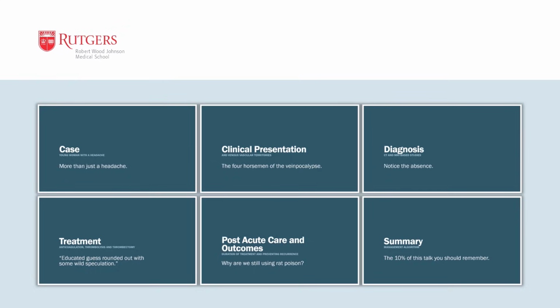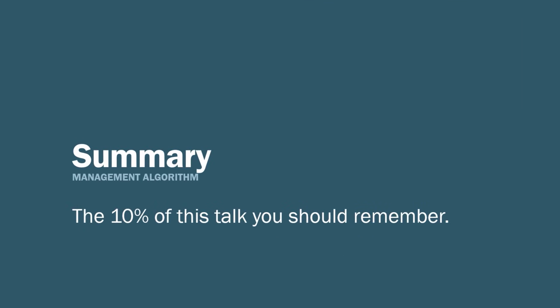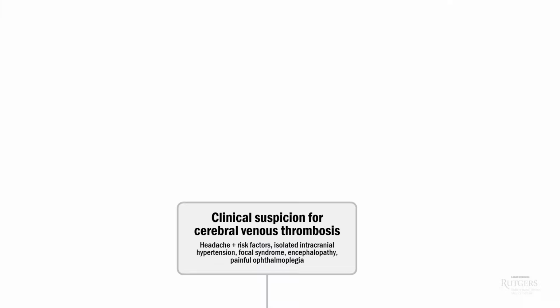Thank you for staying alert, awake, and at least partially oriented through this talk. If you still have an ounce of attention left, let's review the 10% of this talk you should remember. You suspect cerebral venous thrombosis in patients presenting with persistent headache and risk factors, like combined oral contraceptive use, headache with symptoms of intracranial hypertension, headache with focal neurological deficits, unexplained encephalopathy, or painful ophthalmoplegia and other cranial neuropathies.